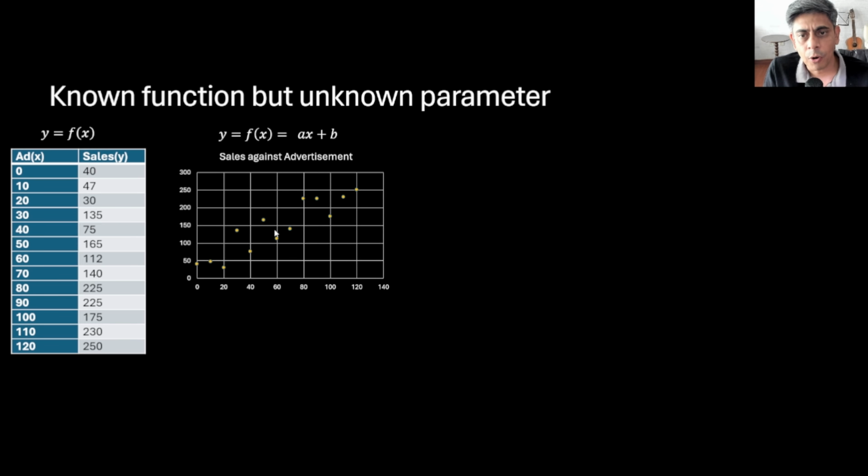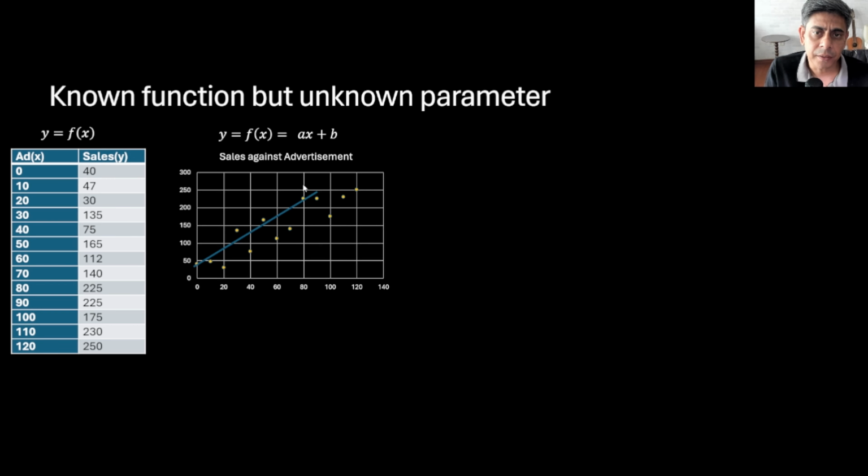The scatter plot gives you a rough cut idea of how the function should possibly look like. So from here we understand that these data points are linearly growing. If this axis is advertisement, and this is the sales, with advertisement increasing, sales is also increasing. Therefore we can safely assume that this is coming from a linear function, which is represented by ax plus b, the equation of a line. This is the trend line that we call it.